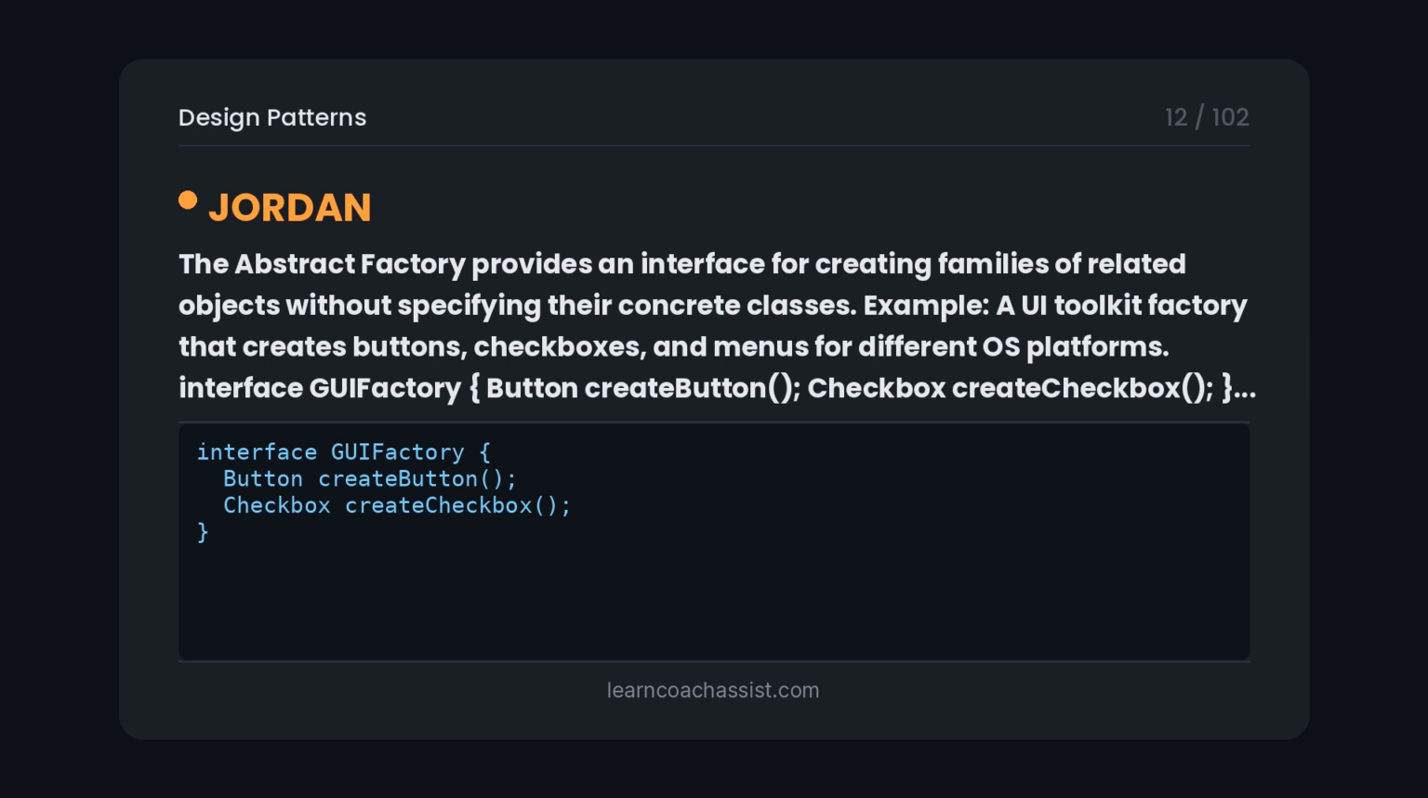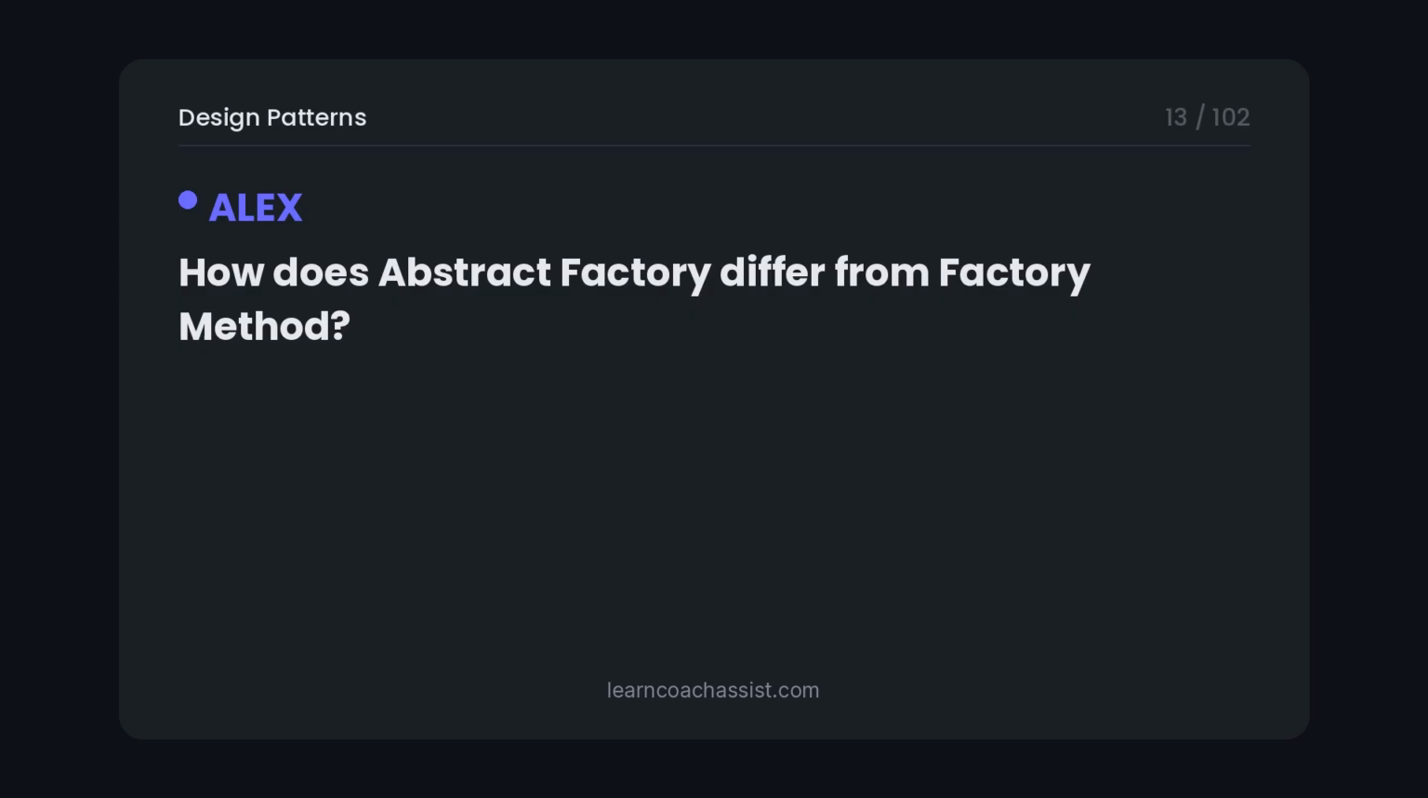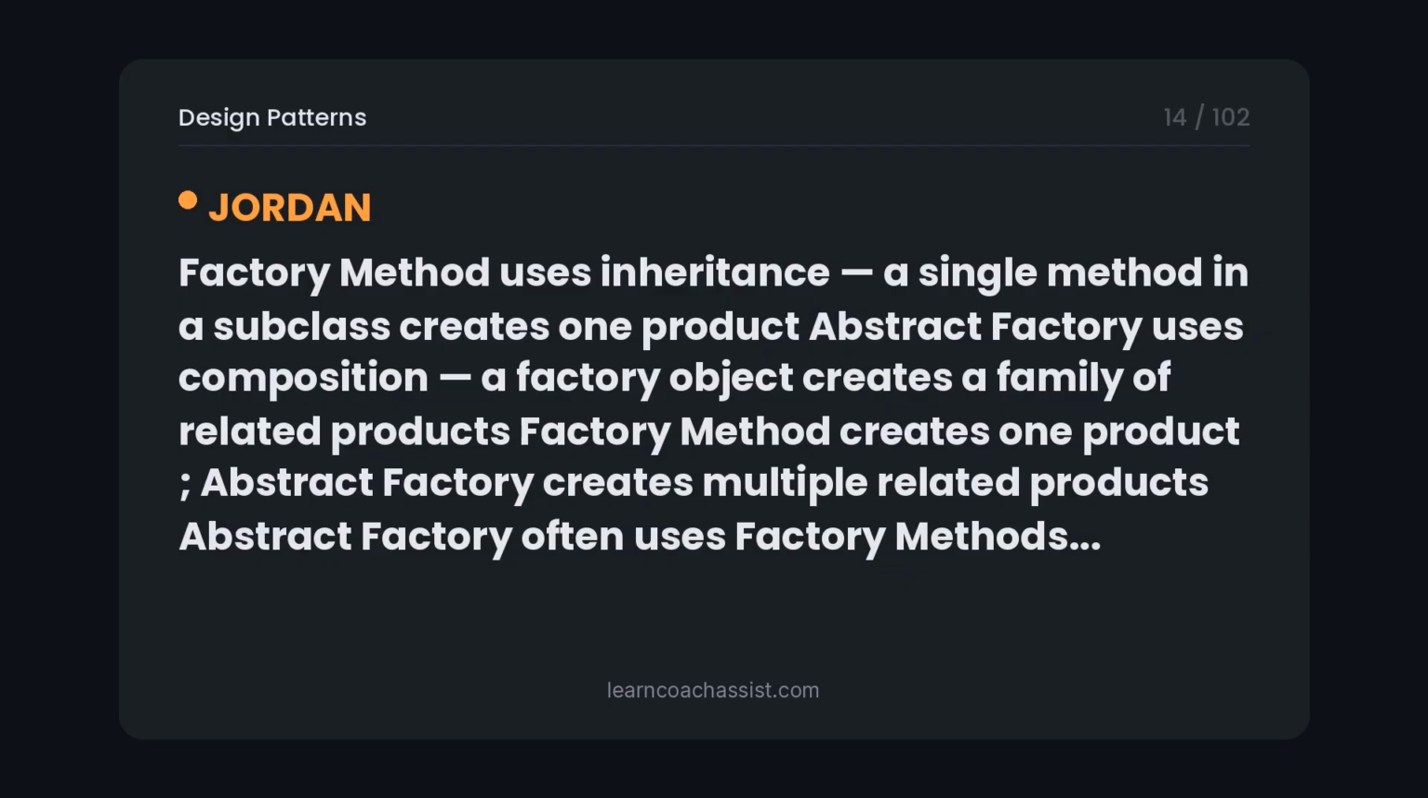are created. How does abstract factory differ from factory method? Factory method uses inheritance. A single method in a subclass creates one product. Abstract factory uses composition. A factory object creates a family of related products. Factory method creates one product. Abstract factory creates multiple related products. Abstract factory often uses factory methods internally.